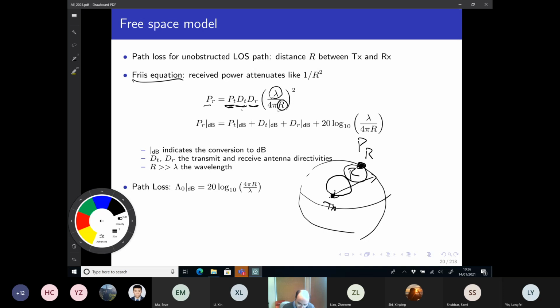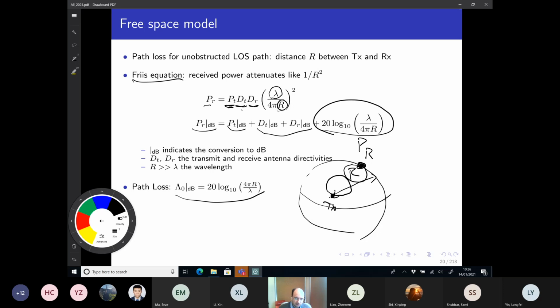Now you can view this in dB. You take a log of this, and you have your received power in dB, your transmit power in dB, plus the gain of the antennas, plus this quantity. Minus this quantity, or 20 log of 4 pi r divided by lambda, is called the path loss. It's called path loss, but it doesn't mean it's actually a loss. It's not a loss because you have something in the environment. It's just something that you can't beat. It's the physics of it. It's not a loss because you have air, for instance.